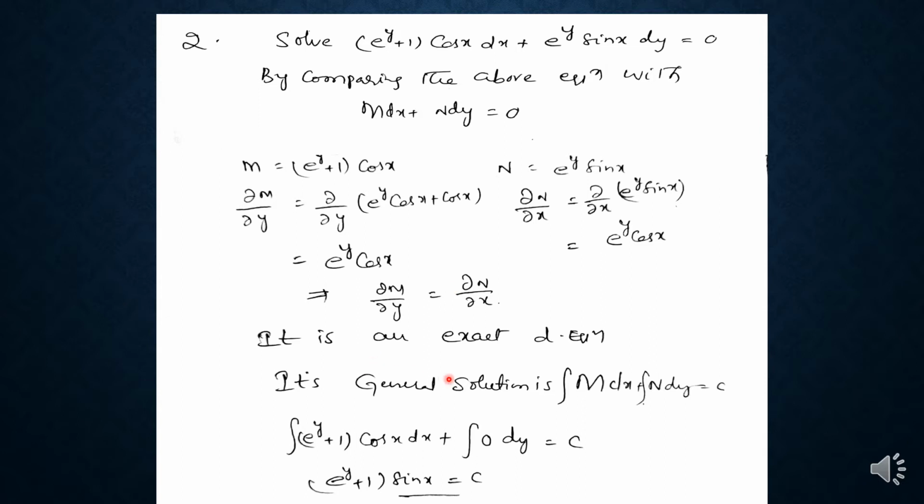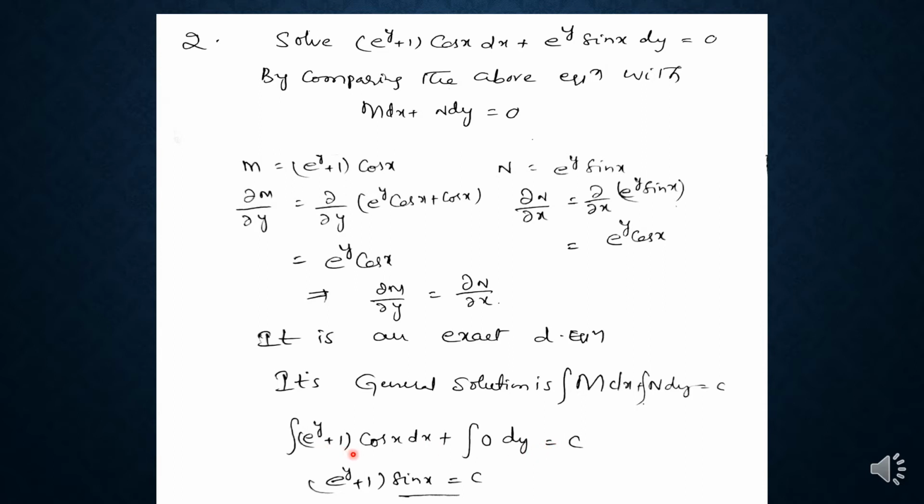So its general solution is integral M dx plus integral N dy is equal to c. So what is M here? (e^y + 1) cos x dx plus, while taking N, we will take only y terms and constants which are free from x. Here we can see N is e^y sin x, where a function of x is there. So the terms free from x are 0 in N, that is integral 0 dy is equal to c. So what is M here? M is (e^y + 1) cos x dx plus integral 0 dy is equal to c.